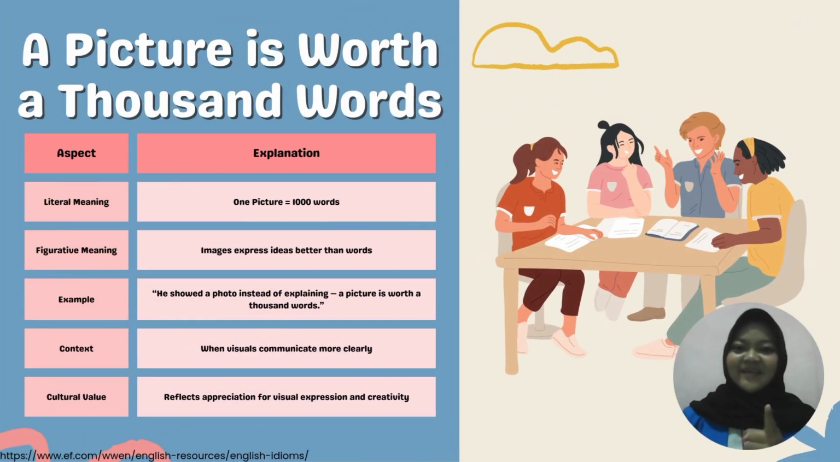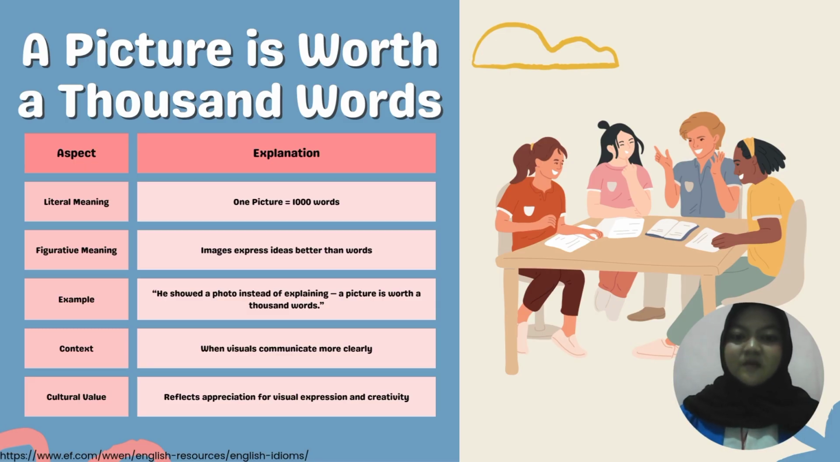Okay, let's begin with our first idiom. A picture is worth 1,000 words is a very well-known expression. Literally, this idiom means that one picture equals 1,000 words. Figuratively, it means that an image can express complex ideas or emotion much more effectively than words alone.